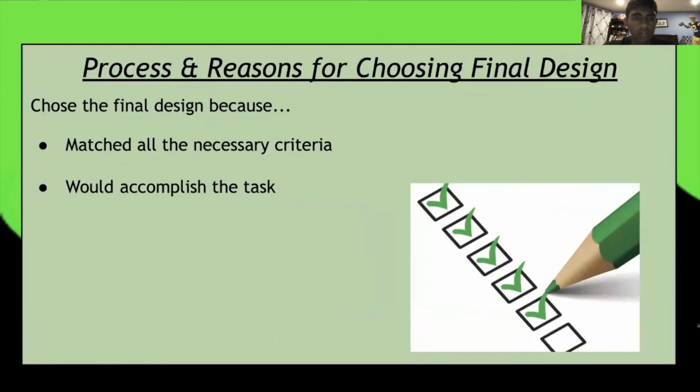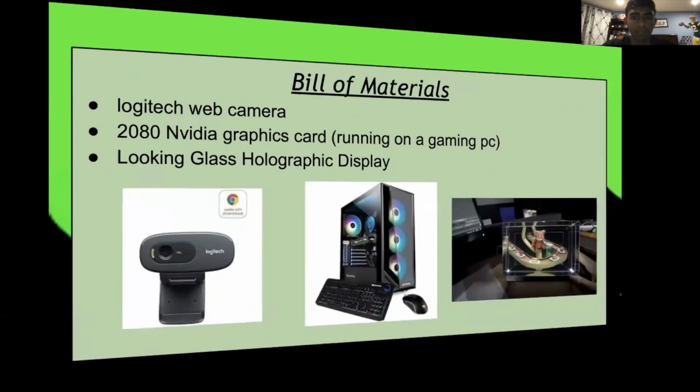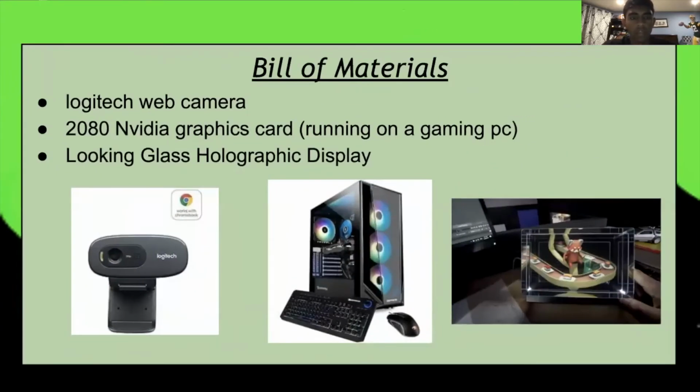So obviously the reasons for choosing this design, they met all the necessary criteria and design constraints, and they also would allow us to accomplish the task of our client. So bill of materials, this project is relatively less heavy on the fabrication side. It was more just connecting some basic electronics together. We use a Logitech web camera, 2080 NVIDIA graphics card, which is running on a gaming computer, and then we also have the Looking Glass holographic display.